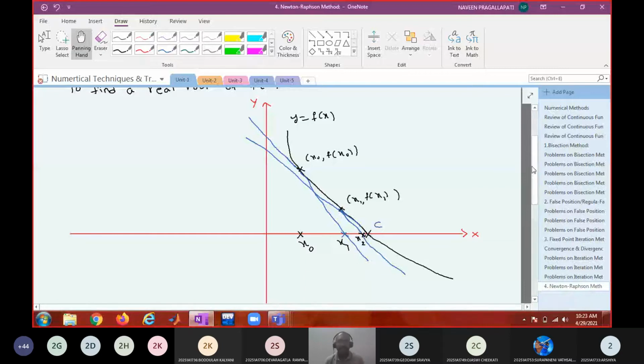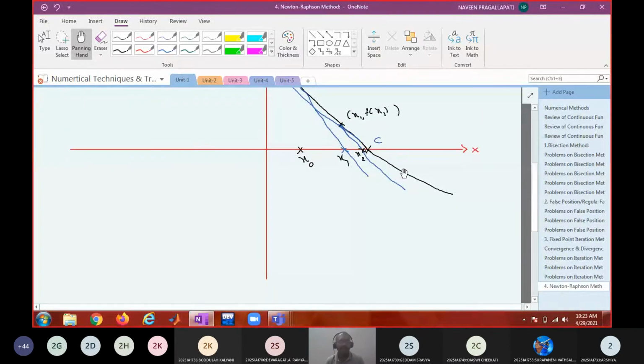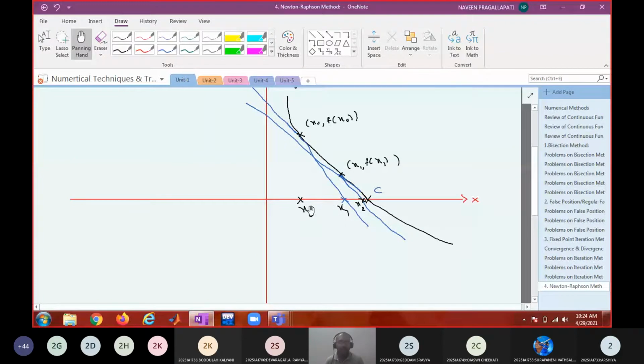Okay, so how do you find the formula for the sequence of approximations here? Can you tell me? You need to find the equation of the tangent to the curve at the point xn comma f of xn, right? So how do you do it? If you draw a tangent using x0, f of x0, you will get x1.